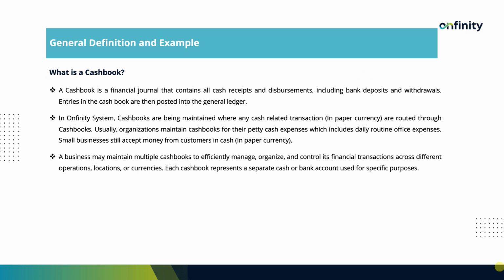Usually, organizations maintain Cashbooks for their petty cash expenses, which include daily routine office expenses. Small businesses still accept money from customers in cash. So, let's move to the Onfinity system and see how we can set up the Cashbook.